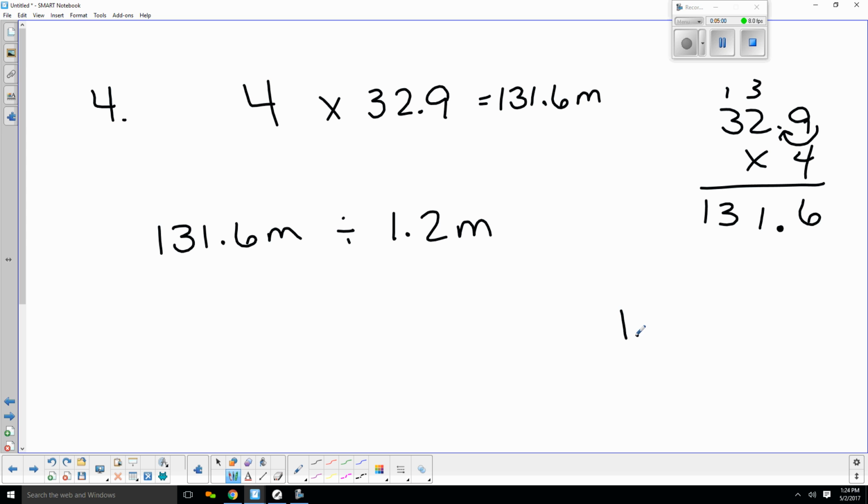Now if I scoot over to the side and again divide it, remember you cannot have a decimal in the number that you're dividing by, so I need to move the decimal to the end one place. So when I move this one place, I have to move this one also one place. So now I'm going to divide.